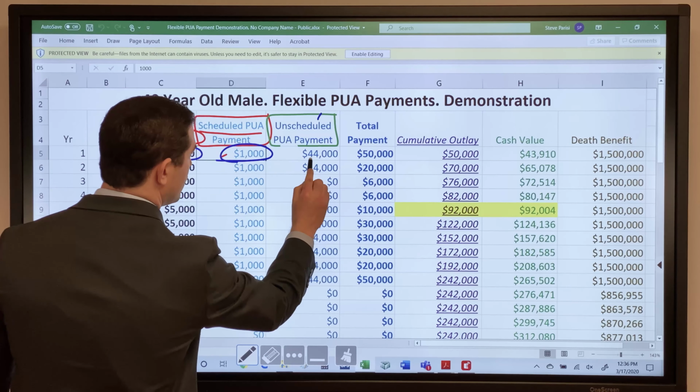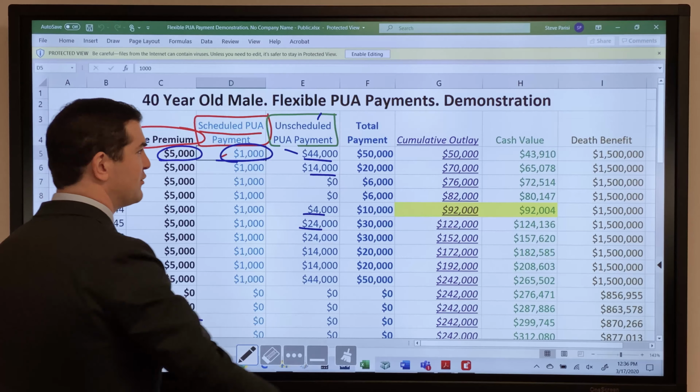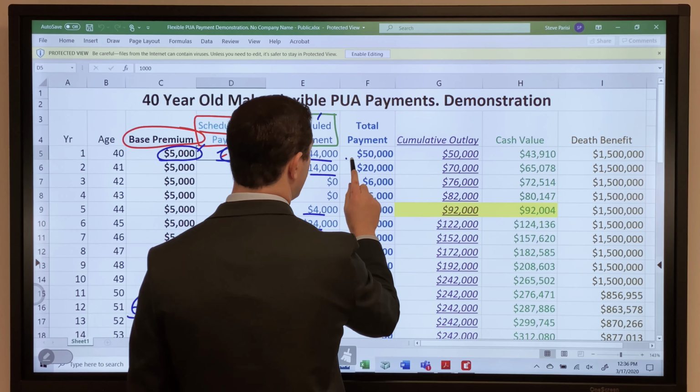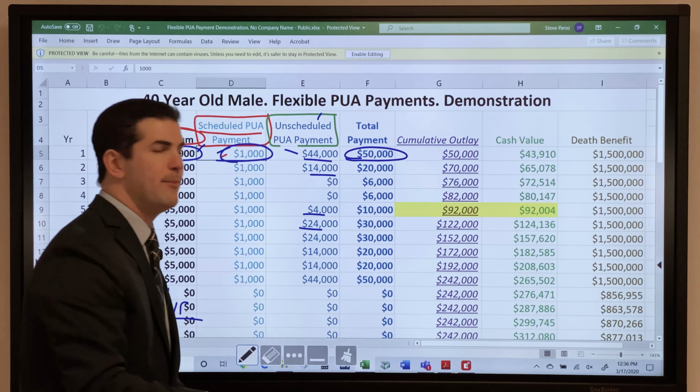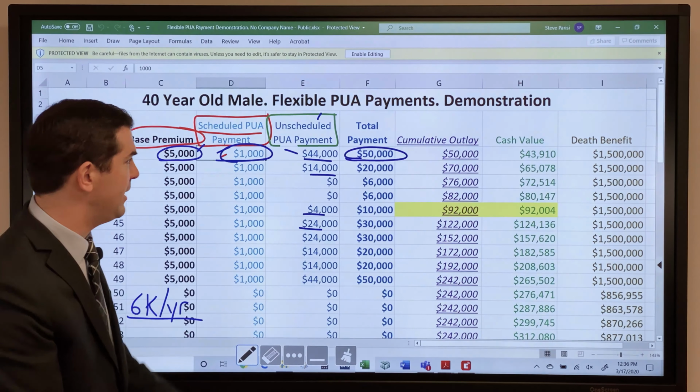So here, we threw in kind of random numbers. What we aim for, why you see 44,000 the first year, is we took the 6 scheduled amount plus the 44 unscheduled payment and maxing it out, up to 10xing this policy, $50,000 in total payments.